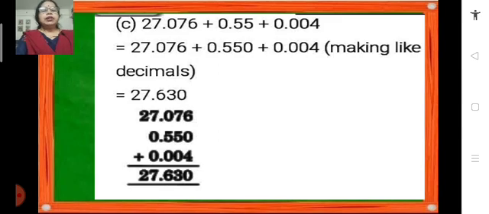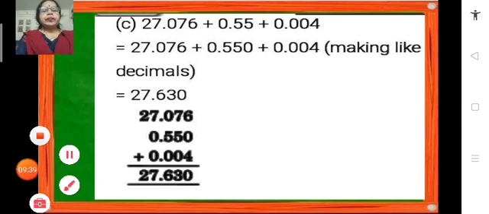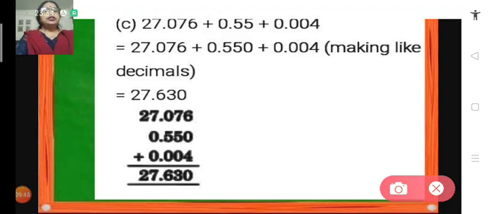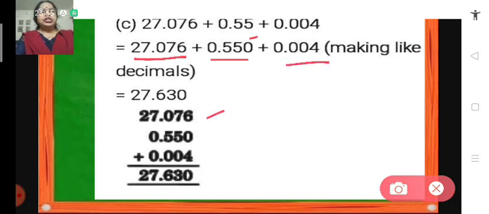C. 27.076 plus 0.55 plus 0.004. So in order to make them like decimals, we will add zeros wherever necessary. So it becomes 27.076 plus 0.550, we have put one 0 here, and then plus 0.004. Now we arrange them in columns according to their place values, and the decimals should come one below the other. Then we start adding from the extreme right, from the thousandths place.